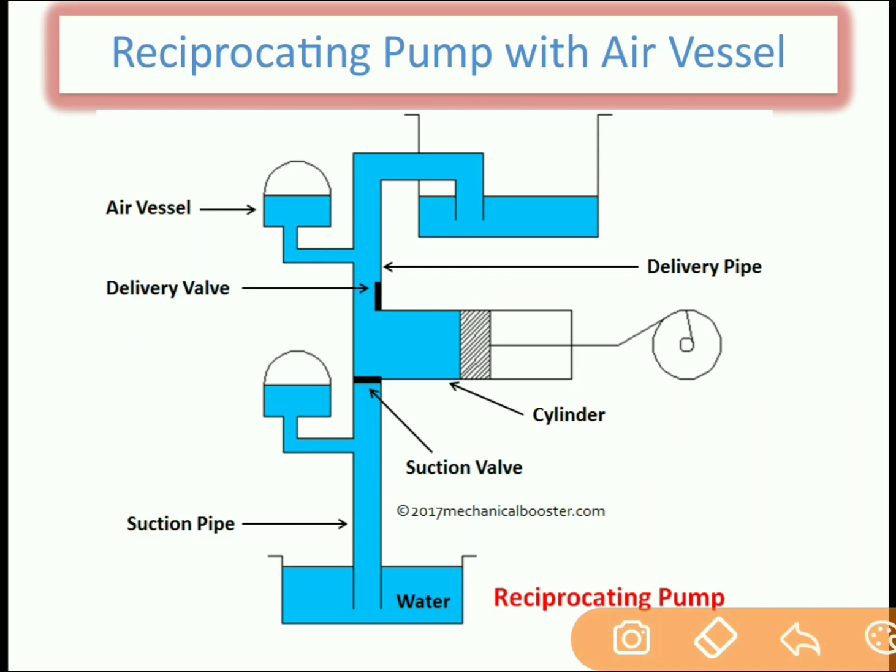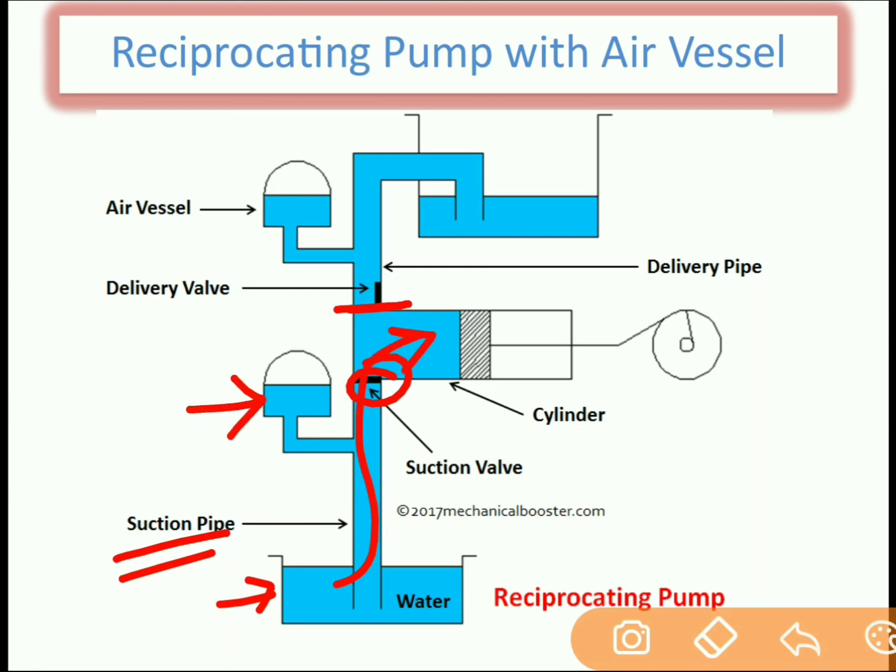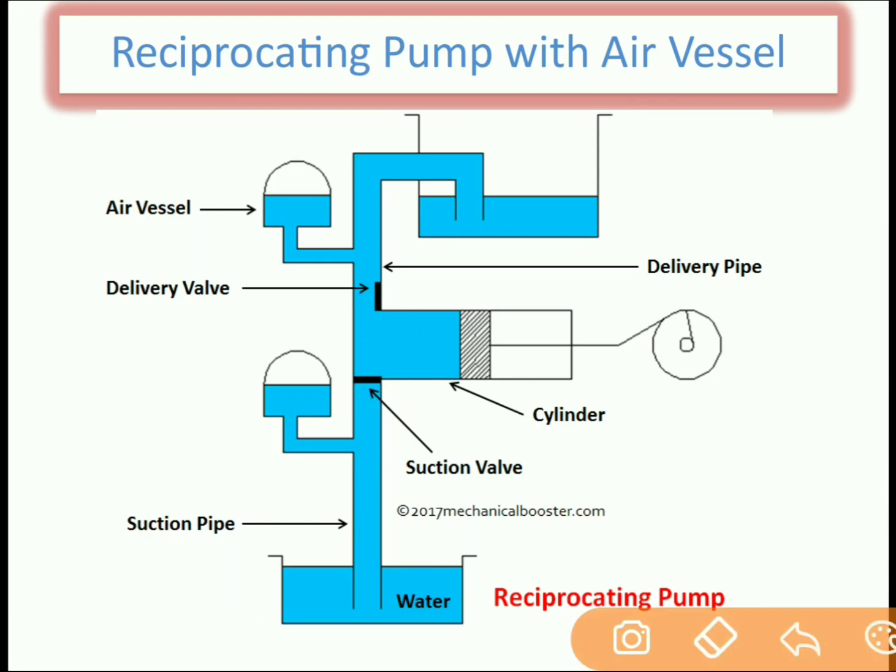Fine. Now what will happen in the next suction stroke? In the next suction stroke, delivery valve is closed. Fine. Suction valve will get open. Liquid from the sump will transfer to the cylinder, and liquid which is already filled in the air vessel will also try to get transferred to the cylinder. Fine. So in this case, the liquid which is already in the air vessel will transfer to the cylinder, and the next fresh water from the sump will get transferred to the air vessel also and to the cylinder also.